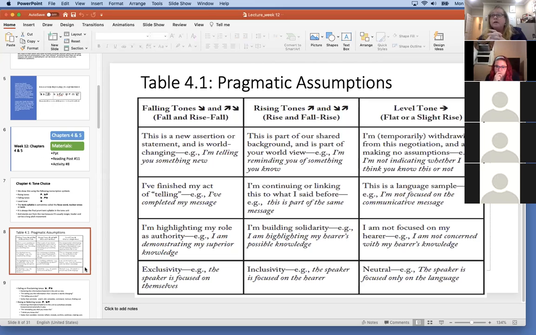If you look at the last column in the table, that's this level tone. And I'm temporarily withdrawing. So I'm not indicating whether I think you know this or not.